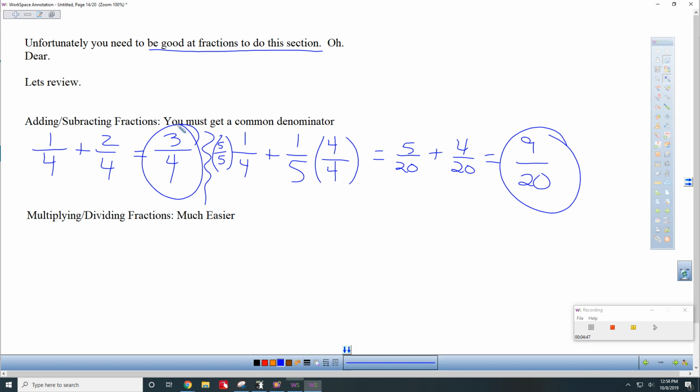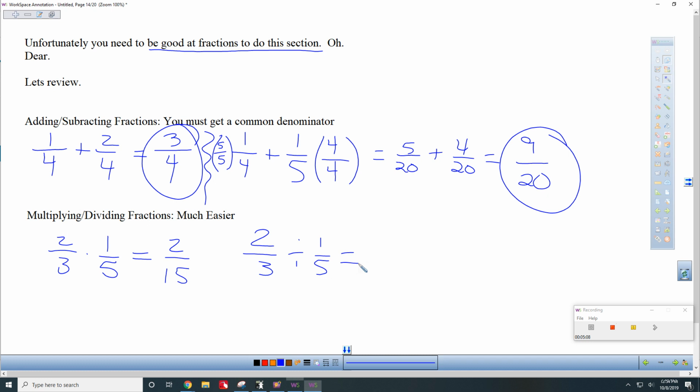Multiplying and dividing is much easier. What's 2/3 times 1/5, Jocelyn? That would be 2 over 15. Very good, Jocelyn. 2/15. What's 2/3 divided by 1/5?